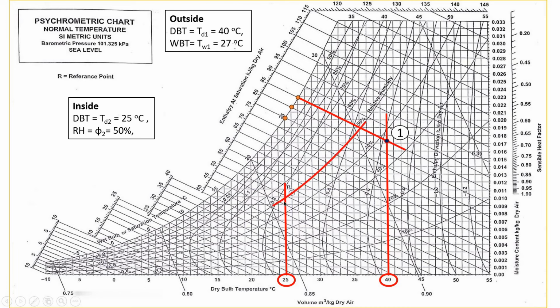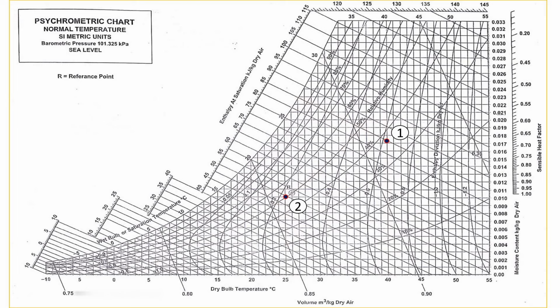So the intersection point is point 2, which is the inside room condition. In this way, we can locate point 1 and point 2 on the psychrometric chart. Now, to read the values of enthalpies at point 1 and point 2, we can draw a line along the constant enthalpy line up to the enthalpy scale like this.